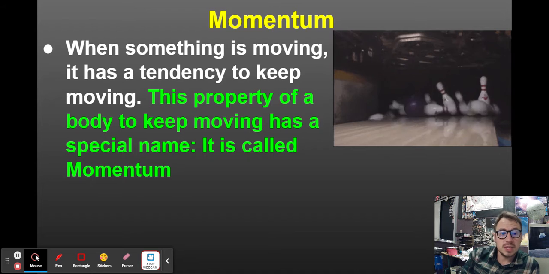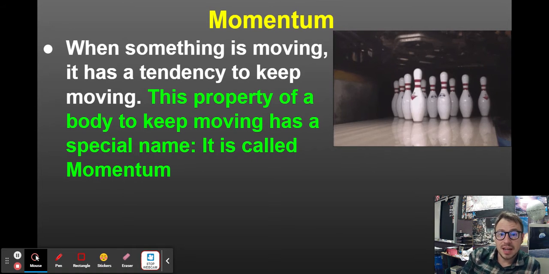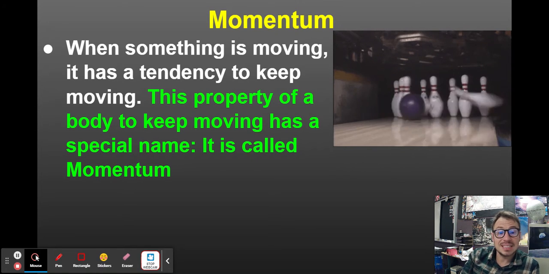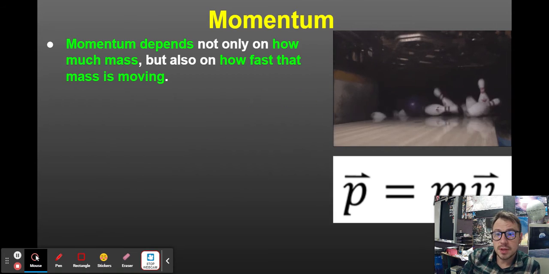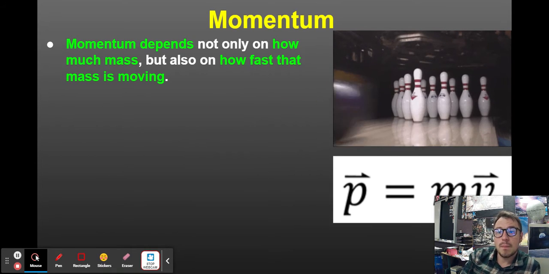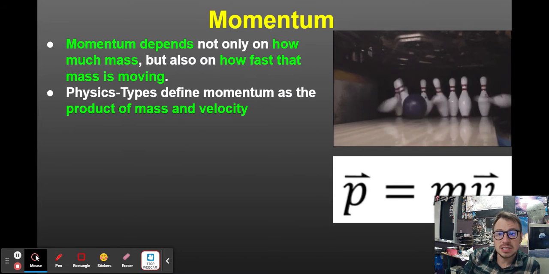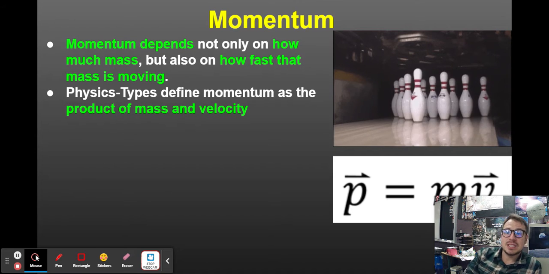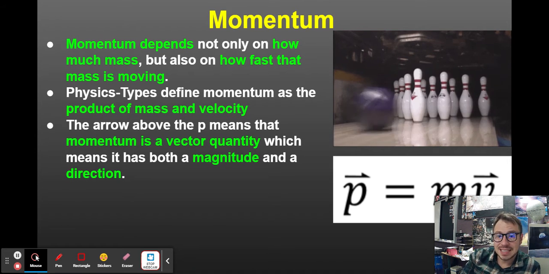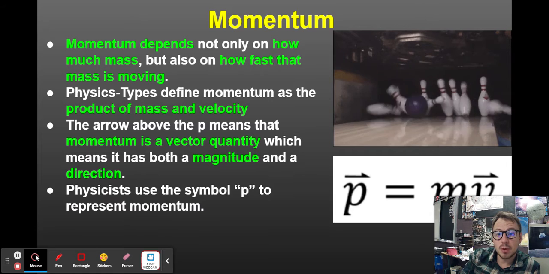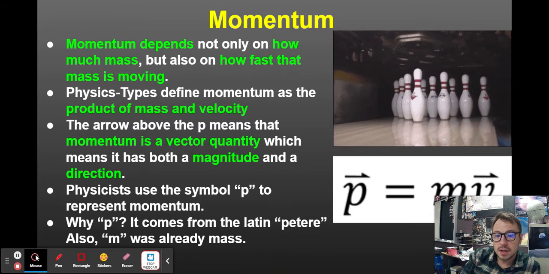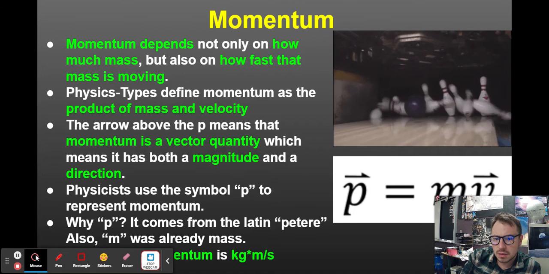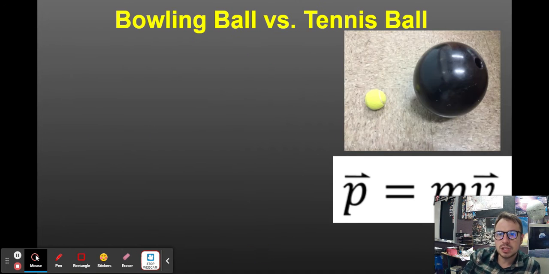We know that all objects in motion remain in motion in a straight line, and this property of a body to keep moving has a special name. It's called momentum, right? Momentum depends not only on how much mass, but also how fast that mass is moving. Now, momentum is the product of mass and velocity. It's a vector quantity, which means it has both magnitude and direction. The unit of momentum is kilogram meters per second.